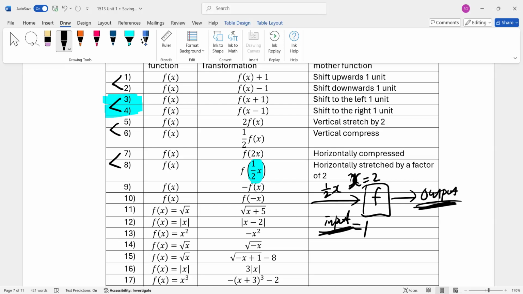For the mother function, when x is 1, the input is 1. But for the daughter function, when x equals 2, the input is 1. So all the x values have to be twice as big in order to have the same input and then go through the machine to have the same output. So all the x values are doubled. So horizontally, the graph is stretched by a factor of 2.